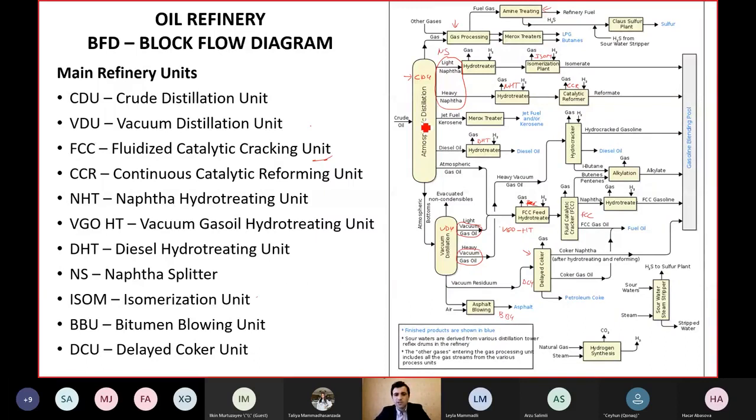As you can see, we have the gases here, which are C1 to C4. We have light naphtha and heavy naphtha. Light naphtha is C5 to C8, and heavy naphtha C10 to C12. And then we have the jet fuel or kerosene, which is C12 to C18. Diesel, C20 to C30, then atmospheric gas oil, or we can also call it AR, atmospheric residue.